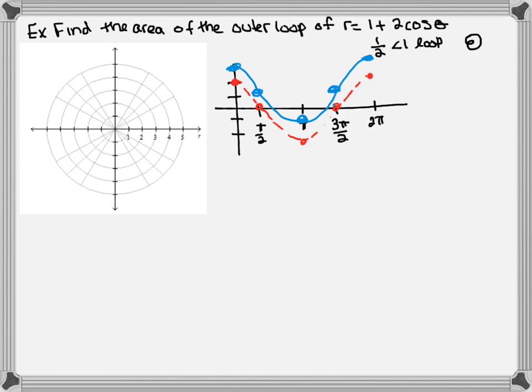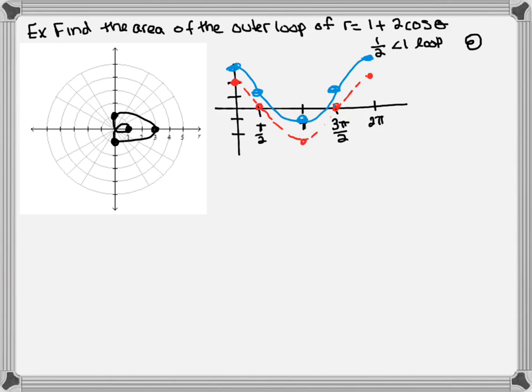Okay. So now let's look at when it's 0, I'm going to be at 3. So at 0, I'm at 3. Oops, I went a little bit too fast there. Right? At pi over 2, I'm at 1. At pi, I'm at -1, but that means that I need to go over here. So you can see what my graph is going to look like.